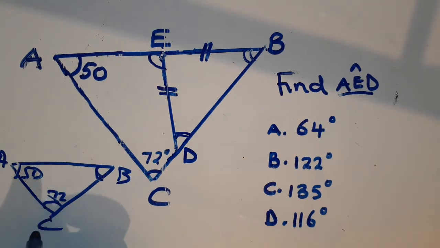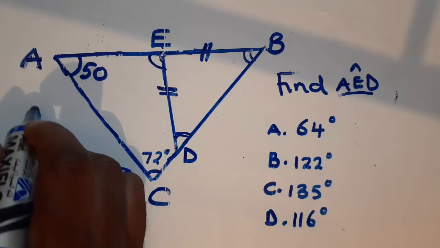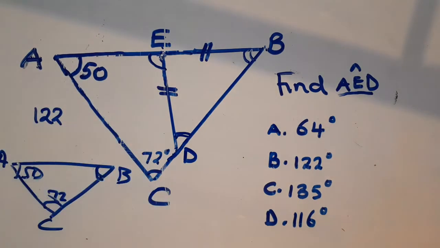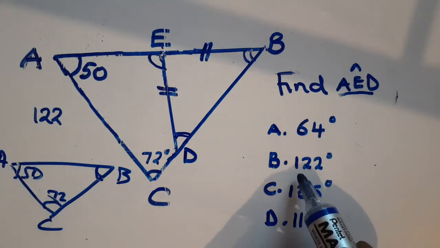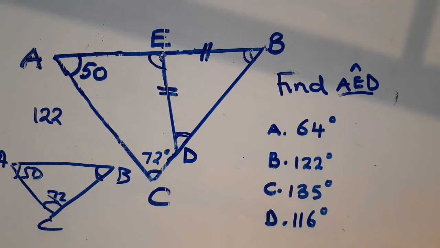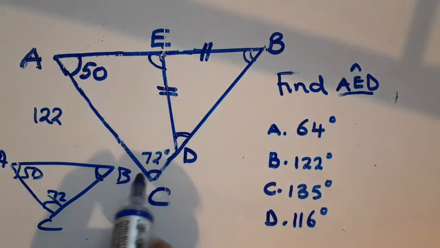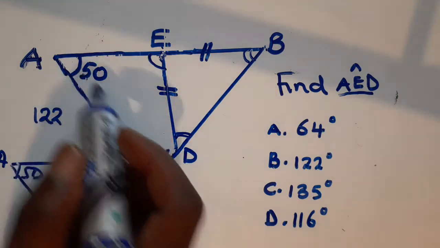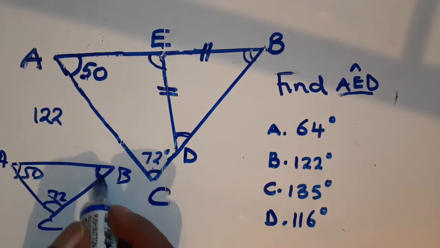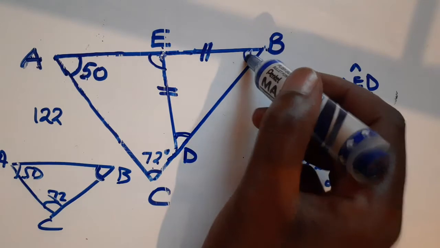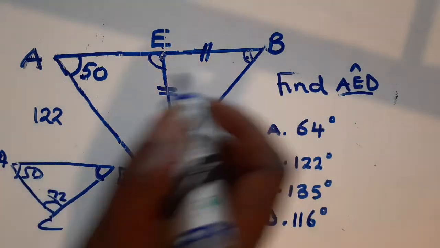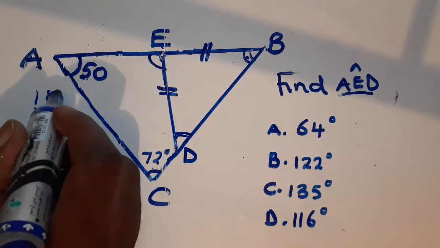When we add these two angles, we're going to get 122, isn't it? We're going to get 122. So 122 is among the answers, and you may end up being tempted to go for 122. We are not done. So this 122 is giving us the sum of these two angles. Now remember, we want this angle here, which will be this one here. So to find this angle, we need to subtract from 180.